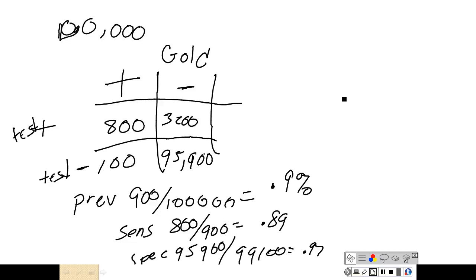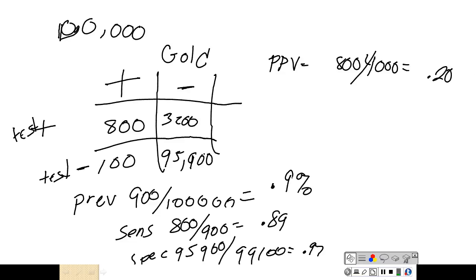So our positive predictive value is 800 divided by 4,000. And that's 0.2. So if you have a positive test, there's a 20% chance that you actually have the disease. If you have a positive test, there's a 20% chance you have prostate cancer. Now, this was for a pretty low prevalence condition.